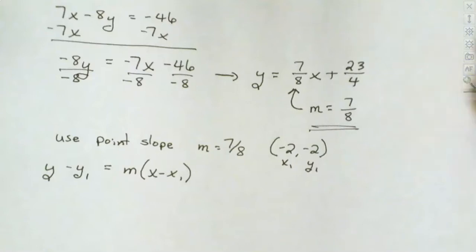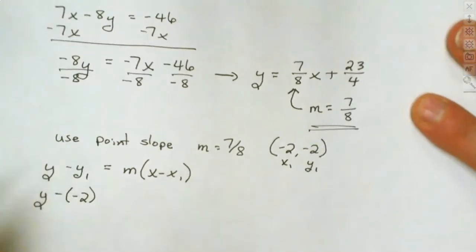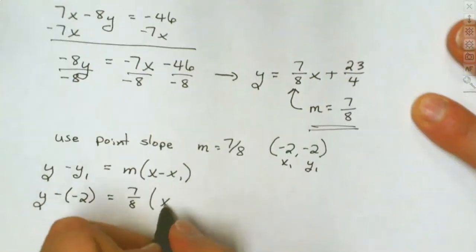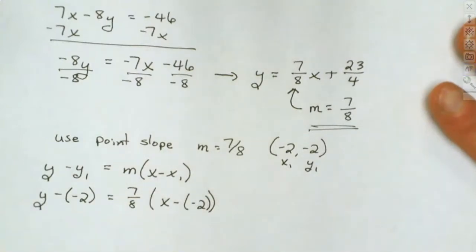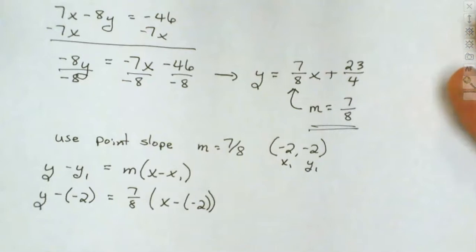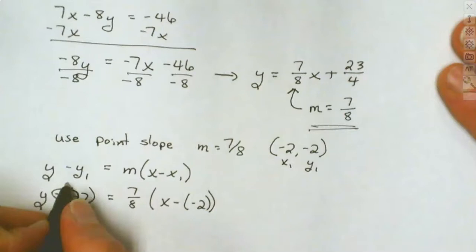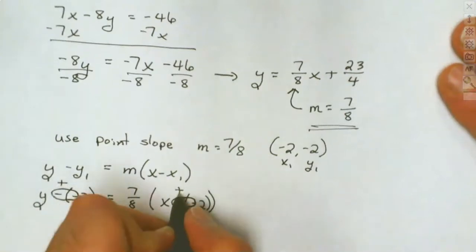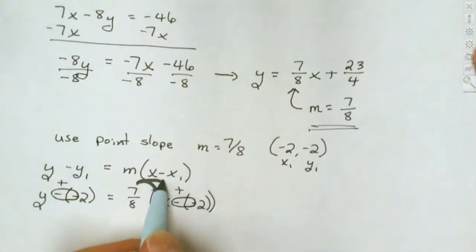So let's plug our values in. Now watch out for double negatives. So that's y minus a minus 2 equals 7/8 times x minus a minus 2. Those double negatives, what do? Make it positive. Now we'll distribute that 7/8 through and then clear out the fractions after that.